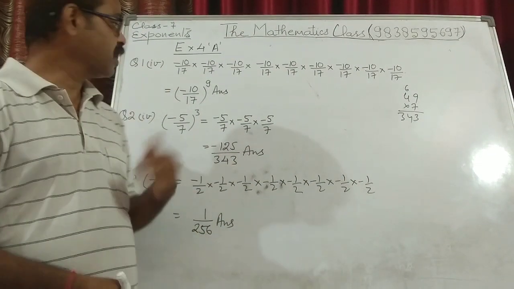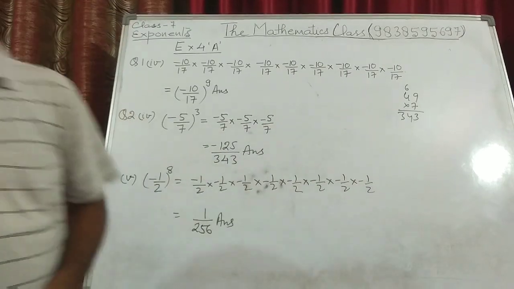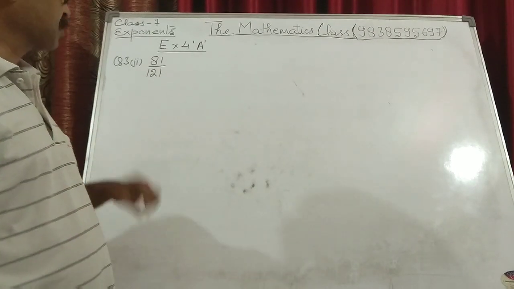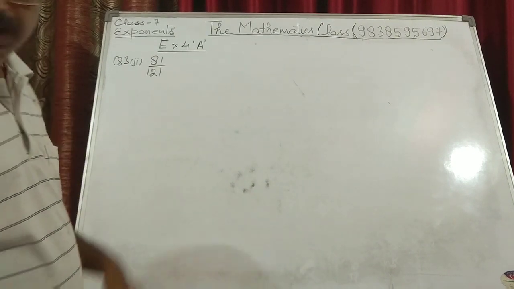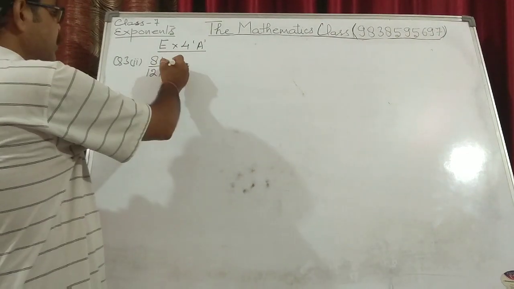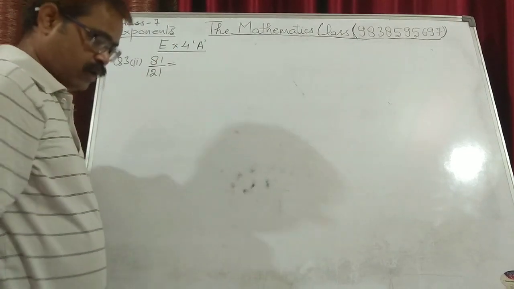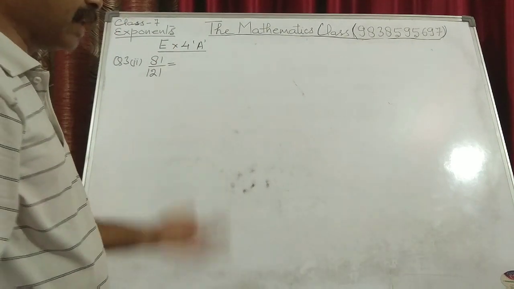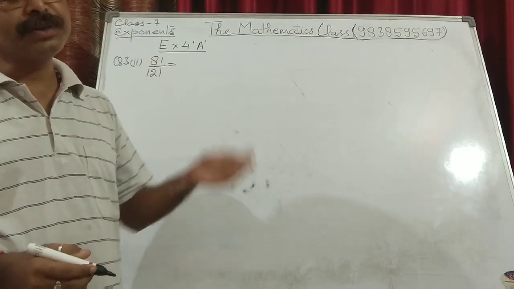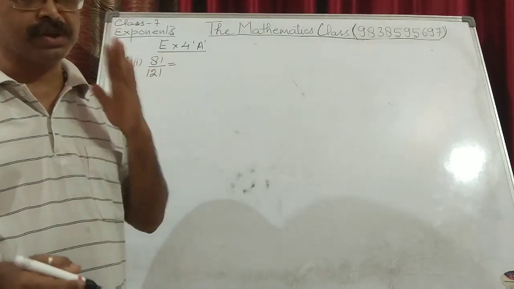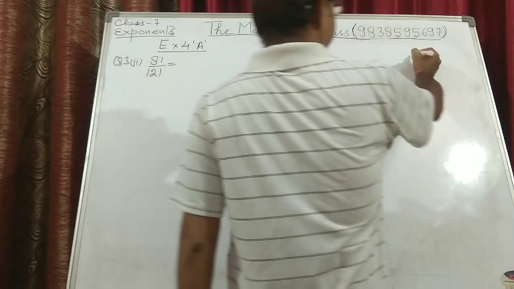This is understood. Now we move on to the next question. I have taken question number 3, second part. In this you have to express each of these rational numbers in power notation, which means you have to write it in powers. Now 81 can be written as 9 into 9, and also as 3 into 3 into 3 into 3. Let's see, we will factorize.